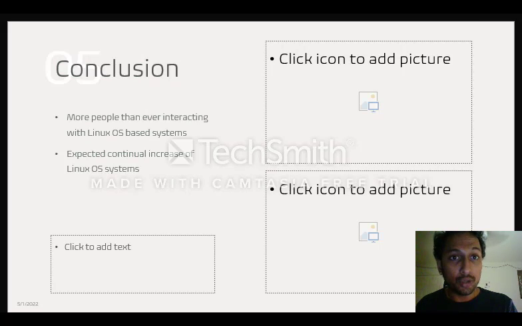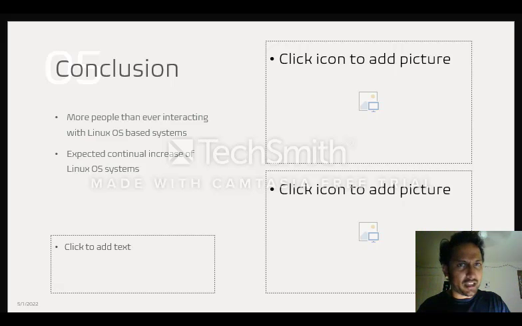So in conclusion, as I stated before, now more than ever, people are being exposed to Linux OS based systems, whether that be through embedded systems, whether that be through Google, as I said earlier. The adoption of it has come a long way since the 90s, and one of the main reasons is because it is open source, because it can be freely and commercially distributed, and because it can be modified however you want. And so that is the driving force behind the growth over the last 20, 30 years.